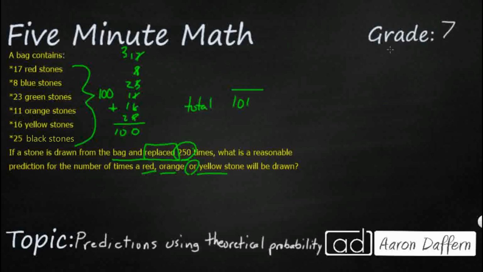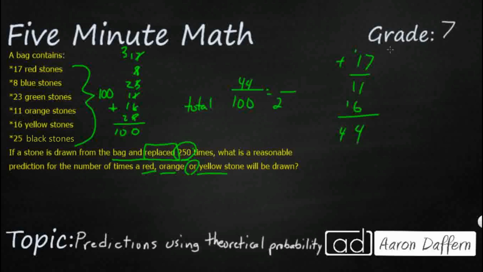So I'm looking for my total again. I've got that 100. Now let's see red, orange, and yellow. So red is 17 plus, let's add that with 11 and 16. Let's just add those 3. That is going to be 8, 14, there we go, 44. All right, so I've got 44 over 100.